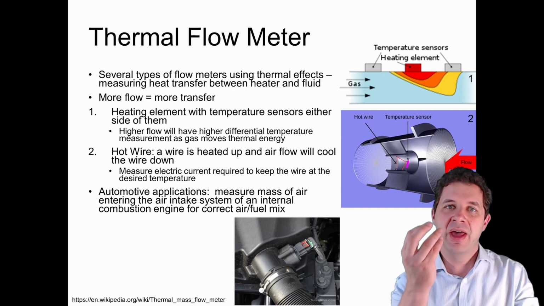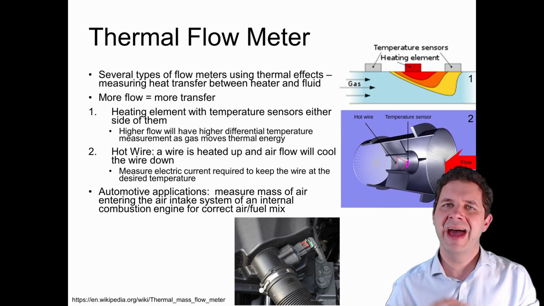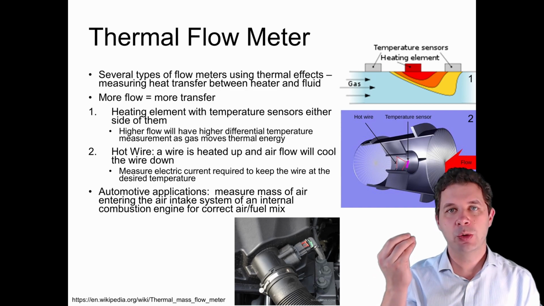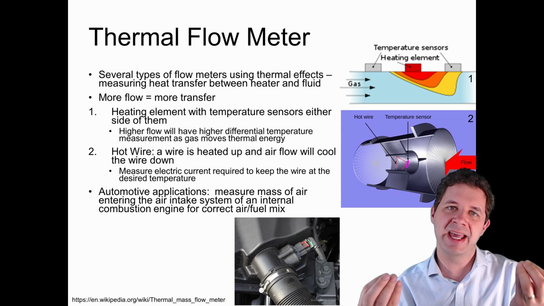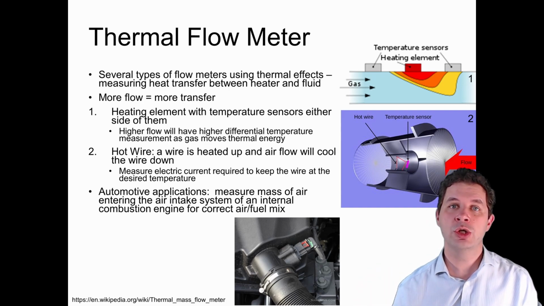One, we might have a heating element with two temperature sensors either side of it. And the more flow that we have, the more temperature differential we'll have between that first temperature sensor that's before the heating element towards the second temperature sensor that's after the heating element. Our other way that we can do it is we can use a hot wire.